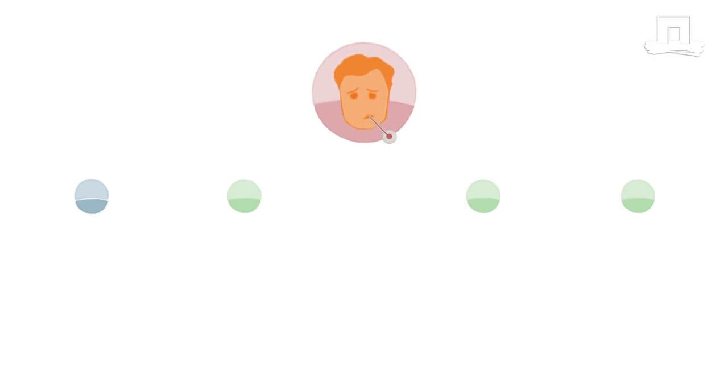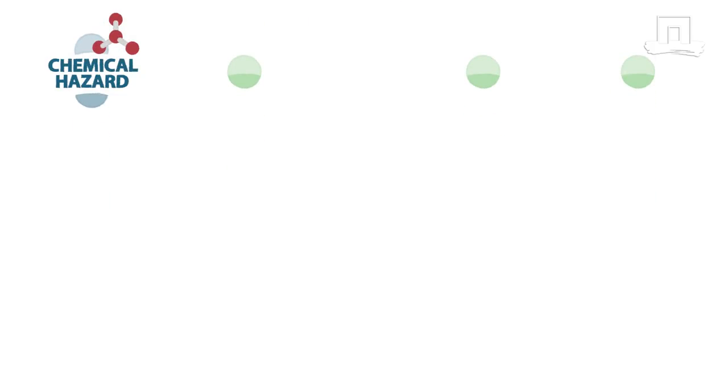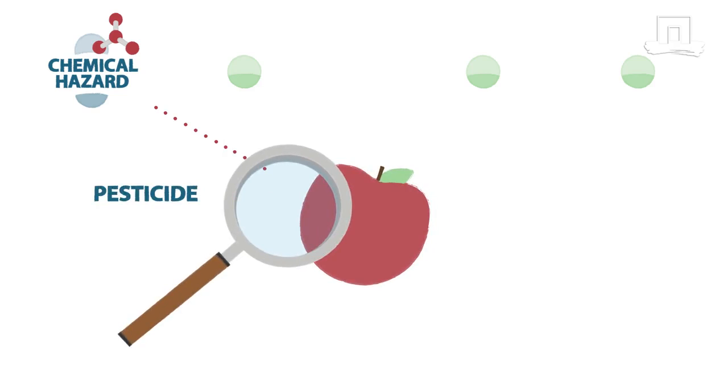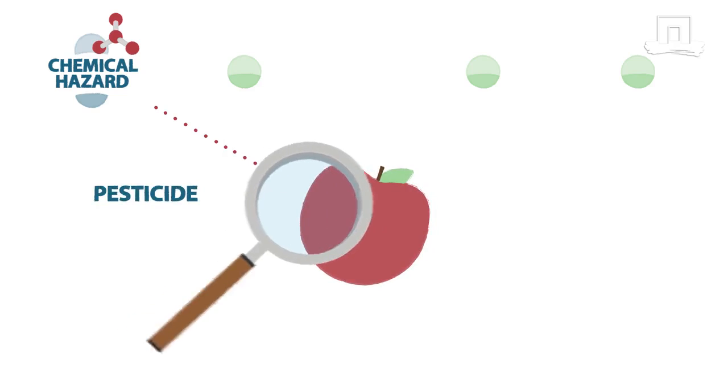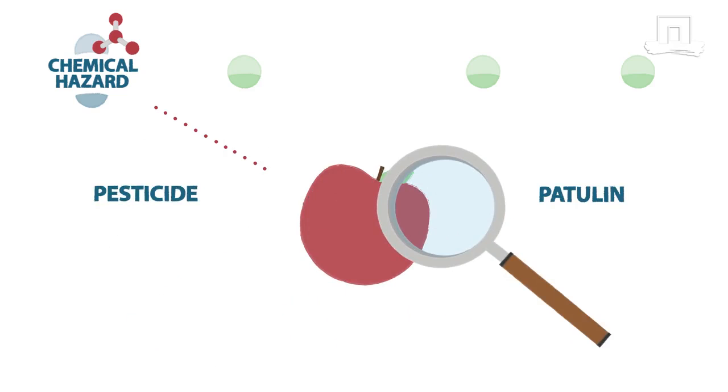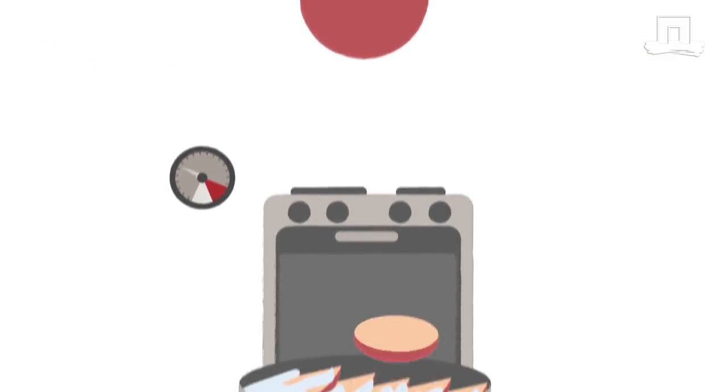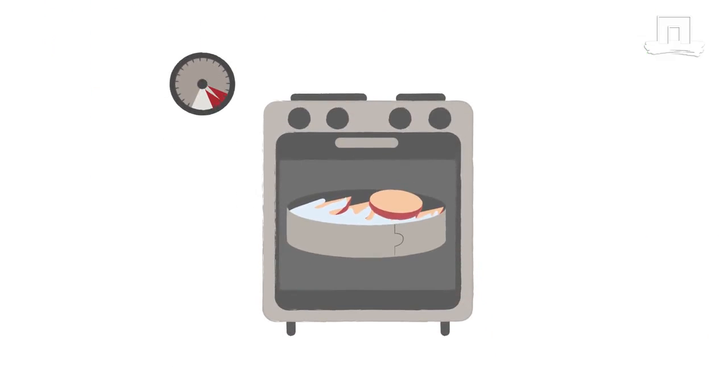In general, there are 4 groups of hazards that might make you ill. The first group is the chemical hazards. You could be poisoned by a pesticide if this is present on your apple, or by a natural toxin, patulin, that fungi can produce on these fruits. And if you use this apple in a cake and overheat it, cancer-inducing chemicals may be formed.